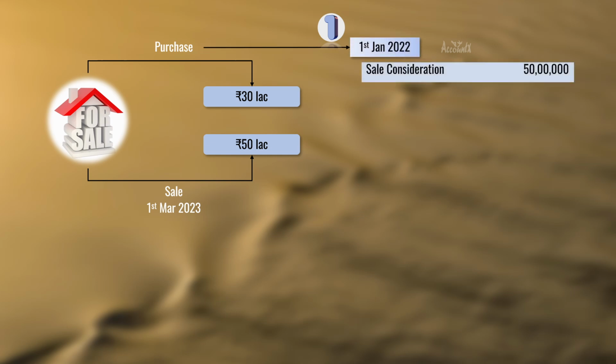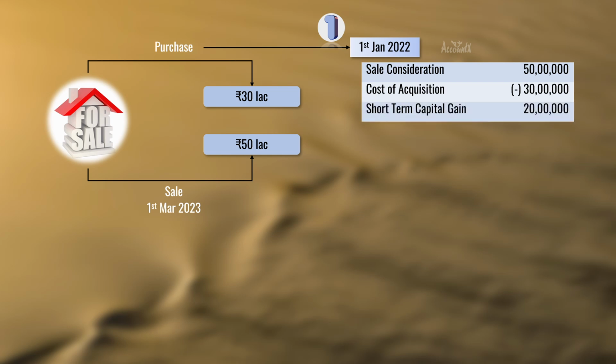So sale consideration, that is the sale value, is 50 lakh. Cost of acquisition, that is purchase cost, here is 30 lakh. So the difference between these two, that is 20 lakh, is the short-term capital gain. Short-term because here the period of holding of this house is less than 2 years. That is, the difference between date of sale and date of purchase is less than 2 years.